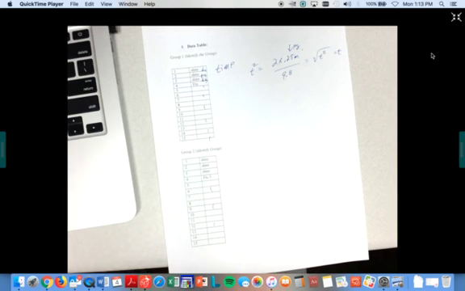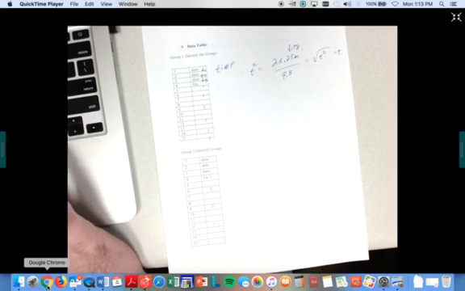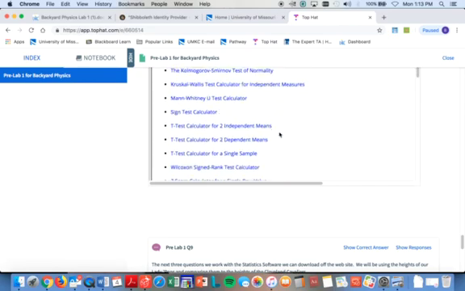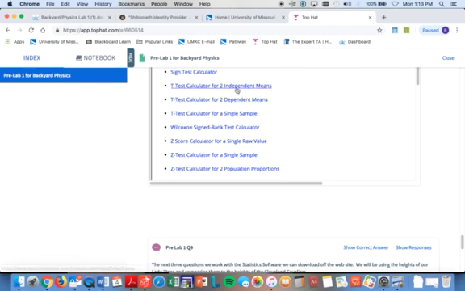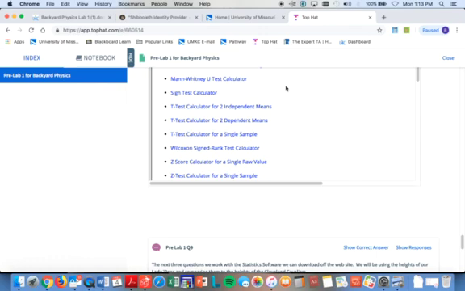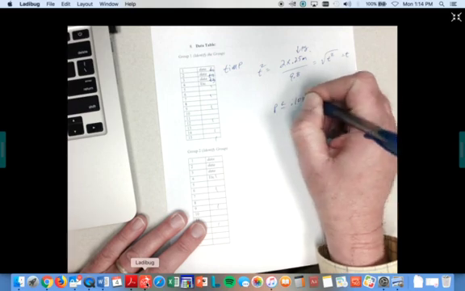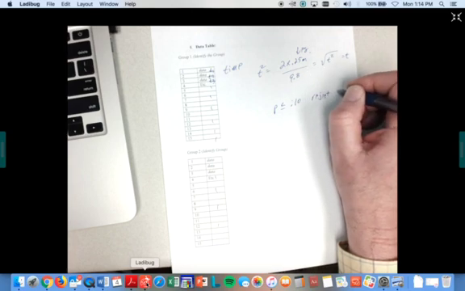All right? Okay? And then you go to this, and what I would say to use is a t-test for 2 independent means. And not dependent, t-test for 2 independent, because these are 2 independent things. And when you run your t-test, if you get a number that is p less than or equal to 0.10, then you reject the null.